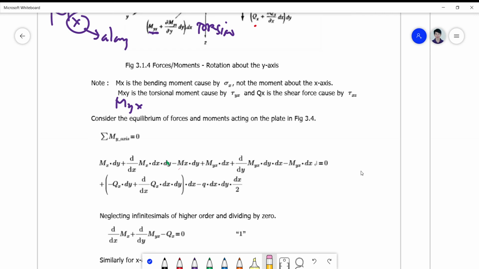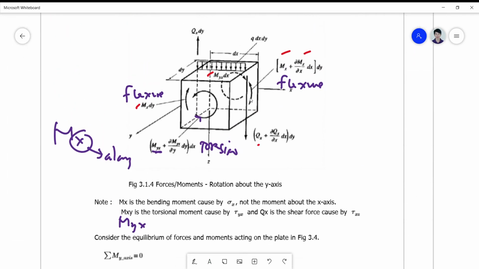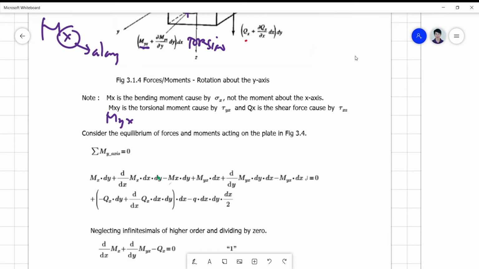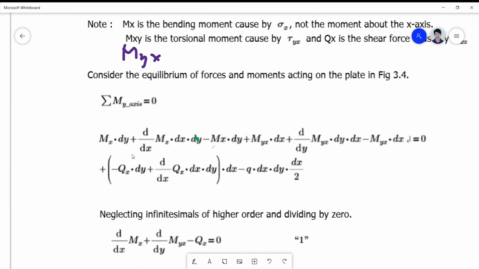Taking moments about the y-axis, because our moments are actually along the x direction, we can arrive at this summation expression, wherein some of the values here are considered infinitesimal of higher order, and they can be cancelled.